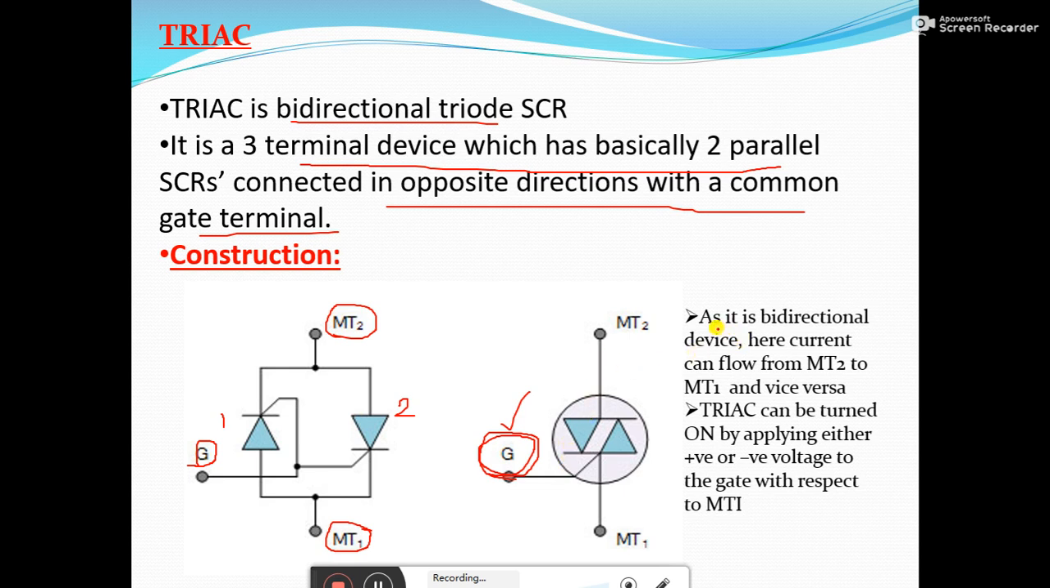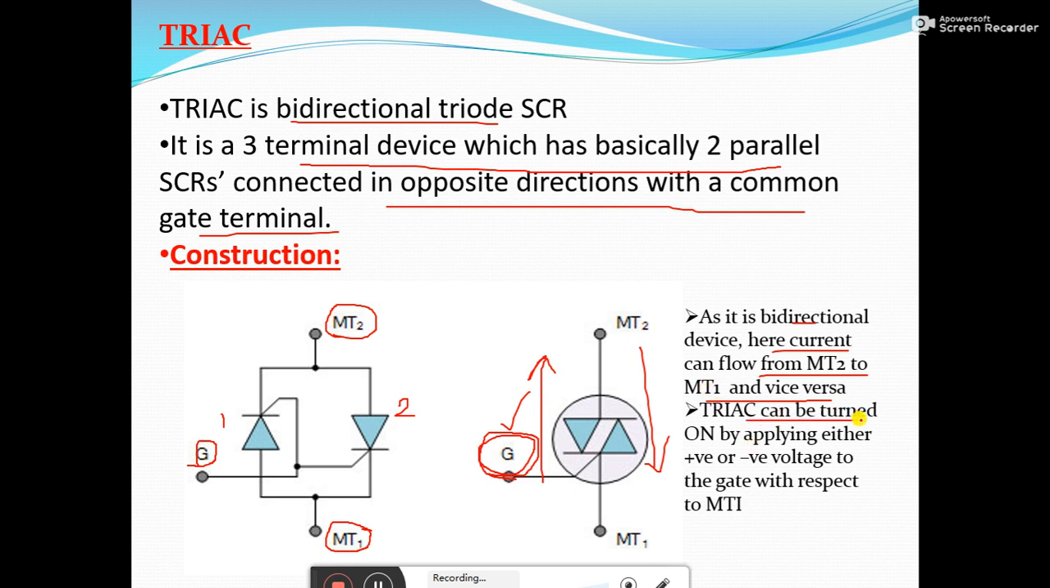So here some point is written, as it is a bidirectional device, here current can flow from MT2 to MT1 as well and vice versa. So your current can flow from MT2 to MT1 as well as MT1 to MT2, based on the way in which we bias it.